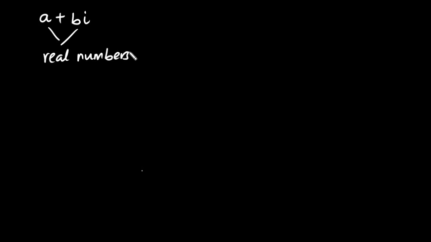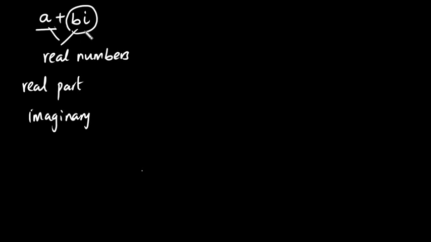and then this complex number is made up of two parts. So this part a is called the real part, so it has the real part and the imaginary part. So bi is the imaginary part and a is the real part. So I want us to look at some examples of complex numbers.